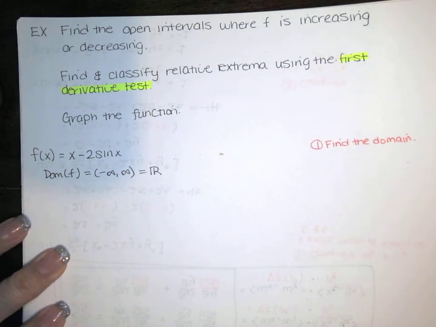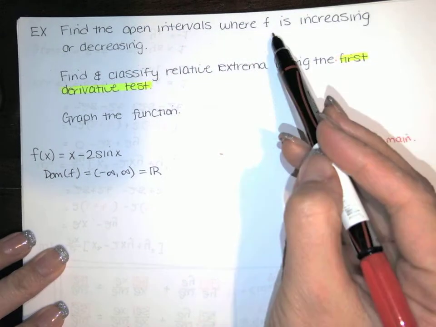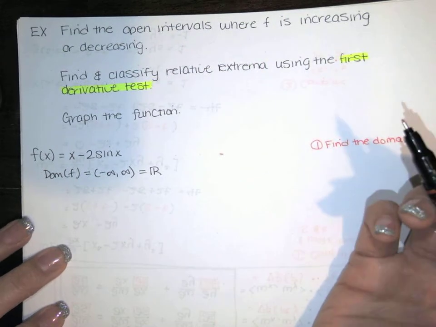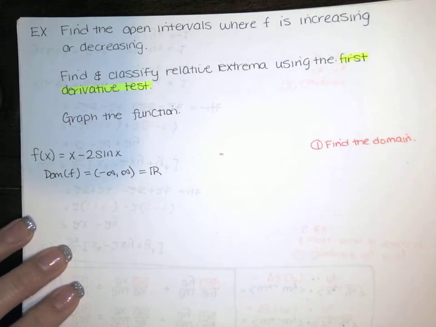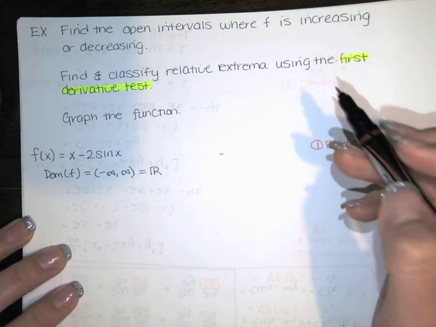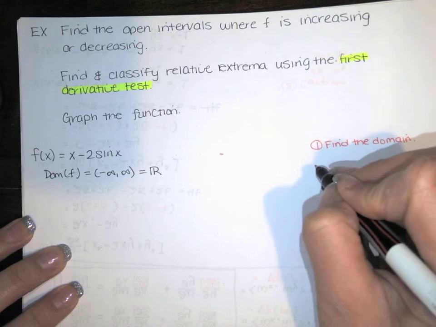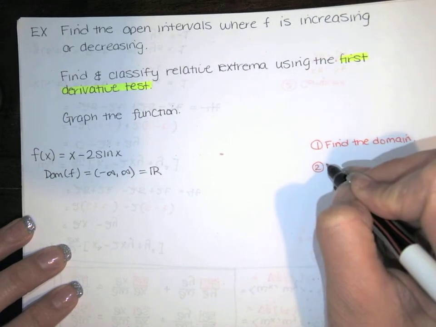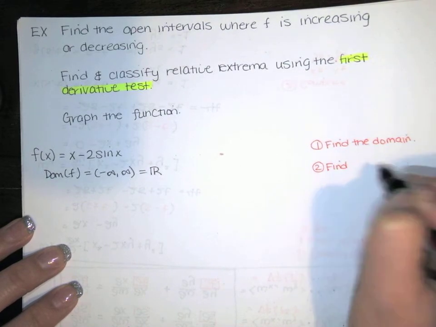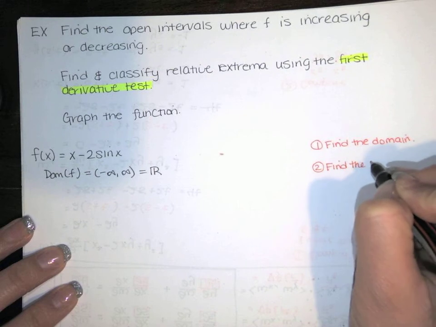The next thing we want to do, if we want to find the intervals where f is increasing or decreasing, is we need to figure out where it could possibly transition from being increasing to decreasing. And the function can possibly transition from increasing to decreasing at critical points. So the first thing after finding the domain is we find the critical points of the function.